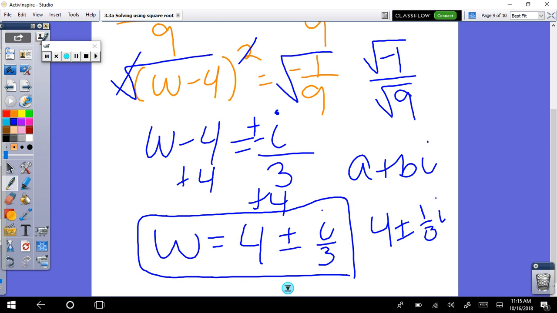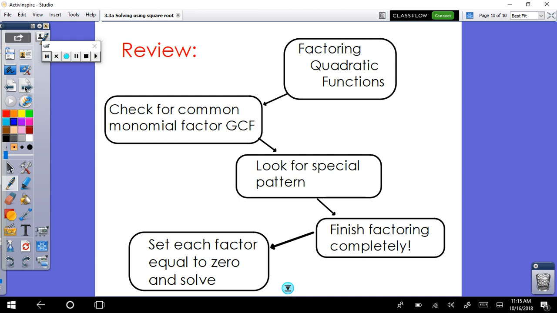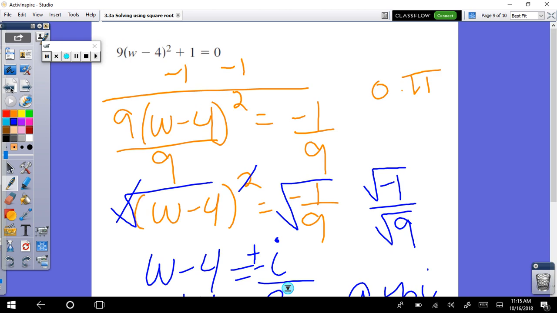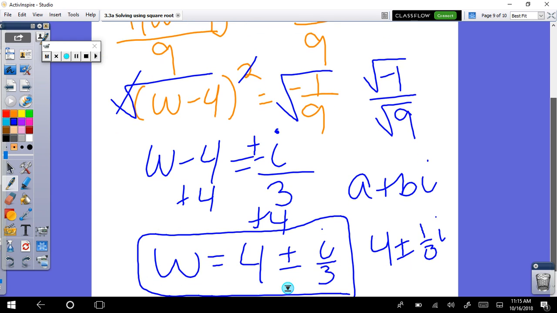So just remember, you can pause it if you want to try another example again, but make sure you're isolating the x, whatever is being squared, and then square rooting it from there.